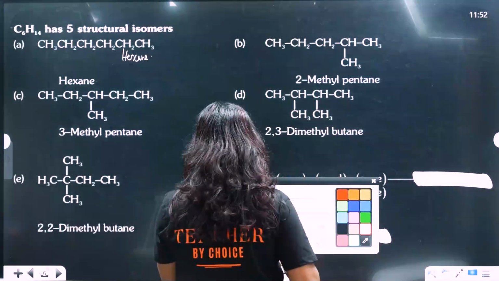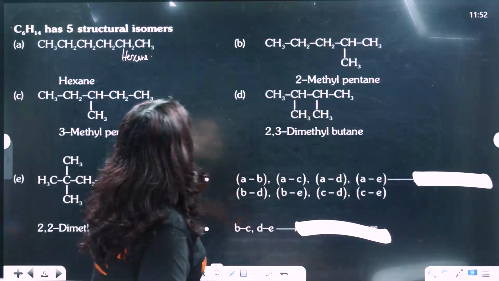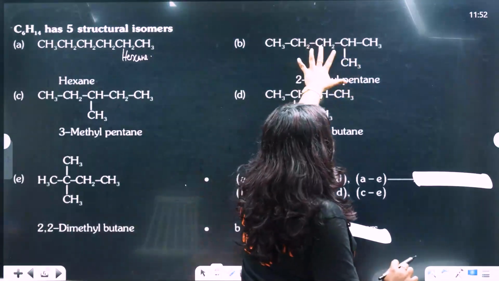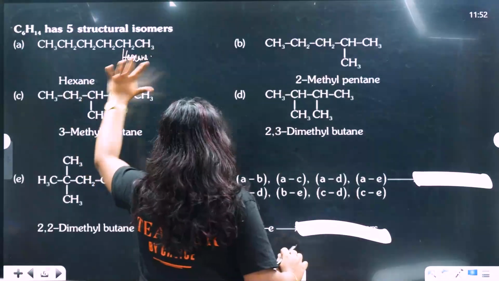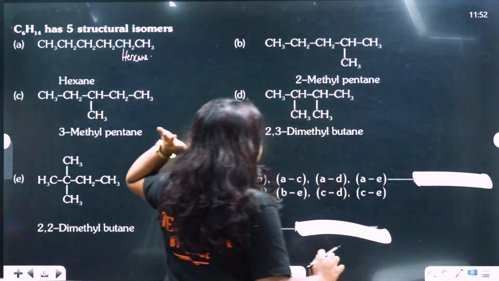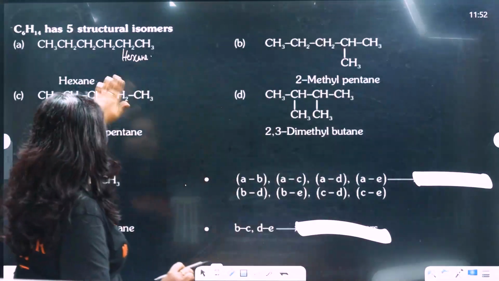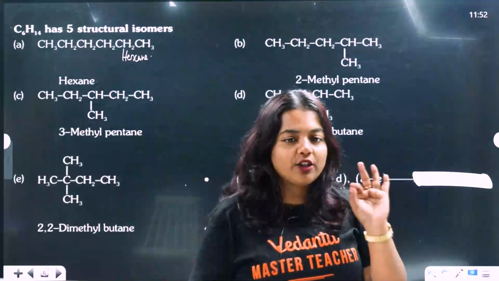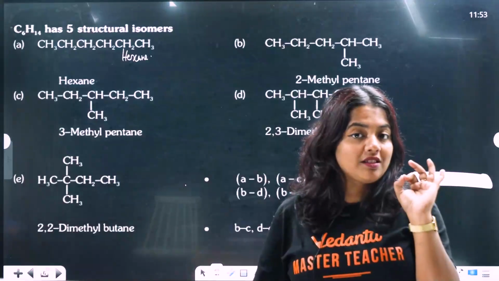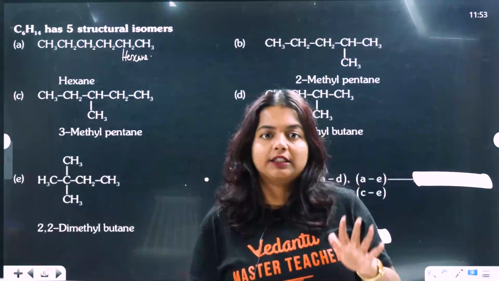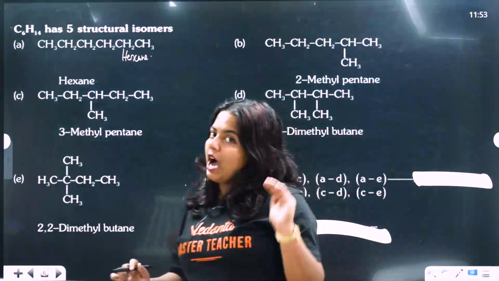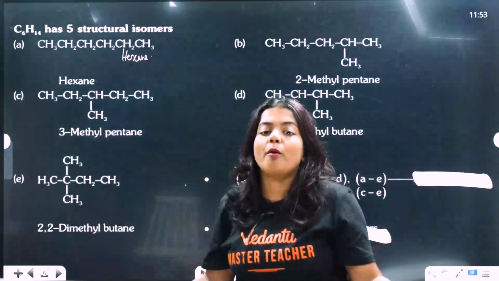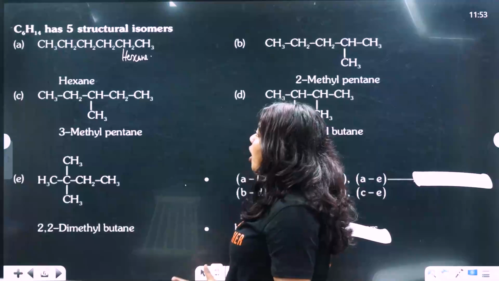Once again, hexane we can write like this, right? 2 methyl pentane, we can write. 3 methyl pentane, we can write. 2 3 dimethyl butane. See, when you count the number of carbon atoms in all the structures A B C D E, you will know they have an equal number of carbons, which is 6. The carbon atom number is 6 for all of them, but they have written different formulas. Am I correct?